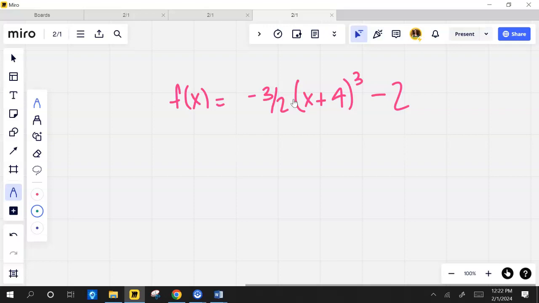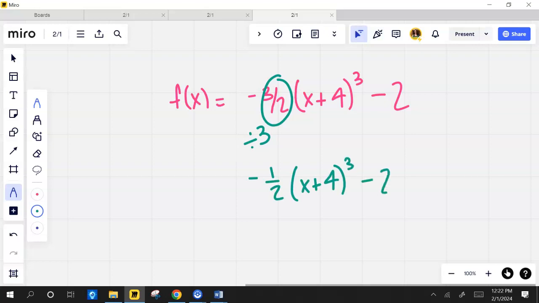Divide it by 3 or multiply it by 1/3, right? So this number in front, I am going to divide by 3 because that's the opposite of timesing by 3. I'm undoing that vertical stretch. So now I have negative 1/2 x plus 4 cubed. Noah, if I have already translated 5 units down, how do I undo that?